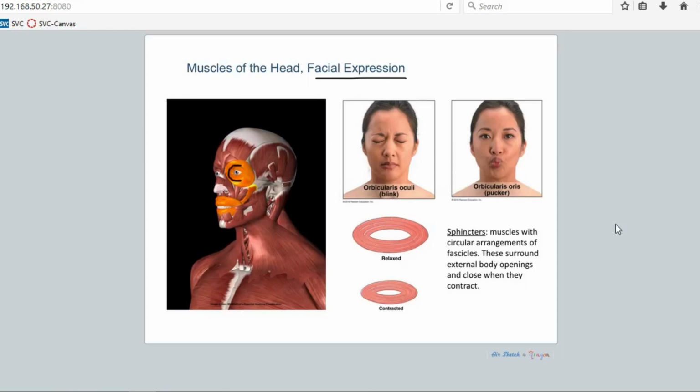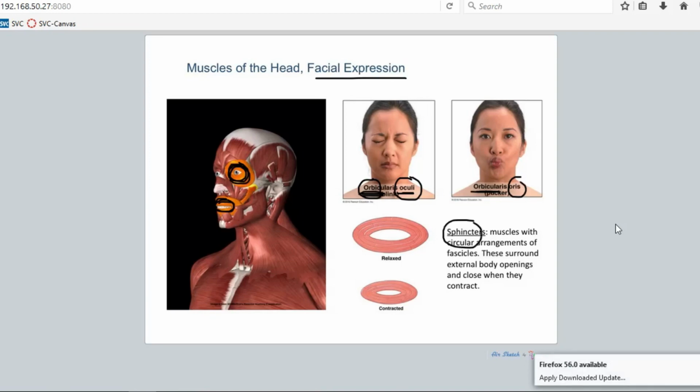So for instance, this one here is the orbicularis oculi. Orb refers to circle, oculi refers to eye. So it's a circular muscle that surrounds the eye. Then down here, this is the orbicularis oris, a circular shaped muscle that surrounds the mouth. Both of these muscles are what we call sphincters. These are muscles with circular arrangements of fascicles.